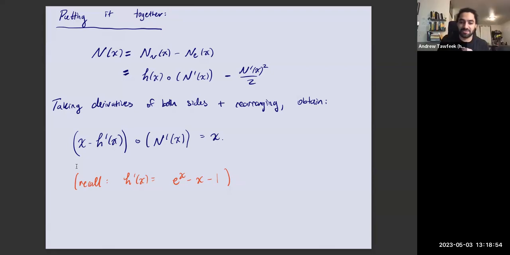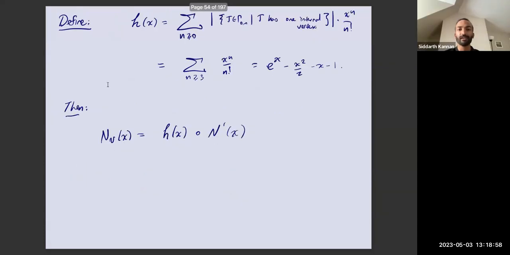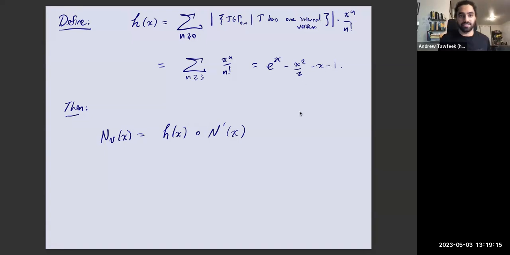Could you very quickly remind me what h of x was? Yeah. So it was the generating function for trees with exactly one internal vertex, but there's only one such tree for each n at least 3. Right, so it ends up being like e to the x minus the degree 0, degree 1, and degree 2 terms. Awesome, that helps a lot. Thank you.